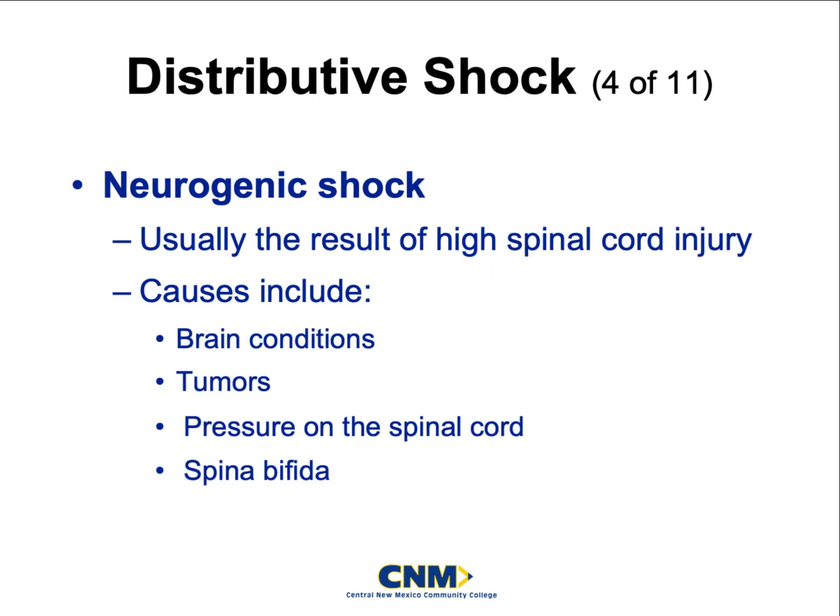Another form of distributive shock is neurogenic shock, and this is usually the result of a spinal cord injury, specifically a higher up spinal cord injury. We're talking cervical spine, though really any part of the spine can result in neurogenic shock. But we can see it affect our patients more the higher up on the spine we go.